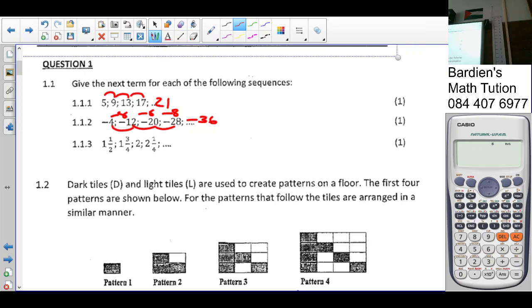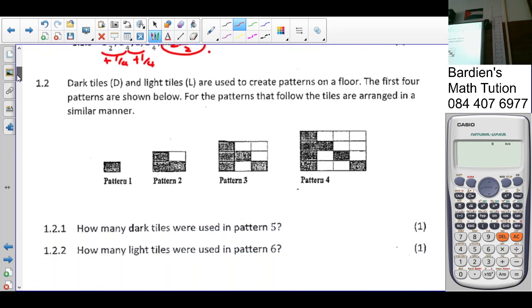The next one, we've got 1 and a half, 1 and 3/4, 2, 2 and a quarter. So how do I move from one to the next? You're adding a quarter, not so? You all agree with that? So in other words, 2 and 2/4 is going to give you 2 and a half. You all agree with that? So that's the answers they're looking for there. Let's look at the next one.